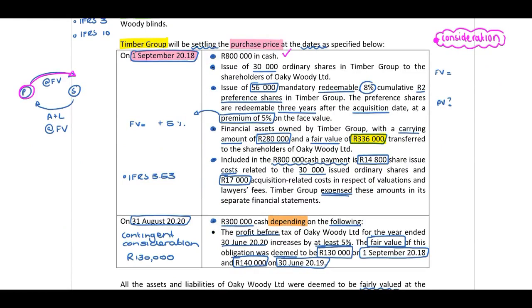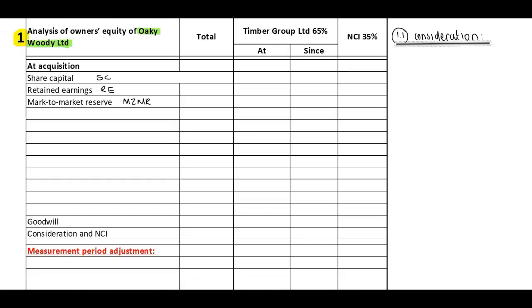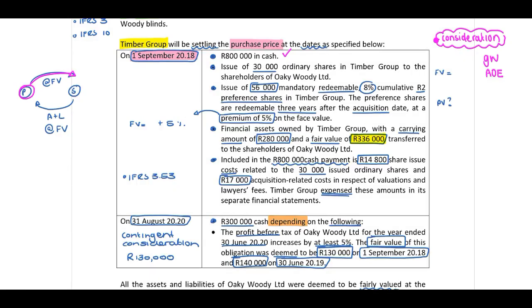Okay, so where am I going to include this? I need to determine what is the goodwill. Therefore, I'm going to include this in my analysis of owner's equity as a calculation. Remember calculation 1, and on the right side I will include calculation 1.1, consideration. Now they've indicated to me that we have the 800,000 cash that will be paid. I've ticked off my 800,000.